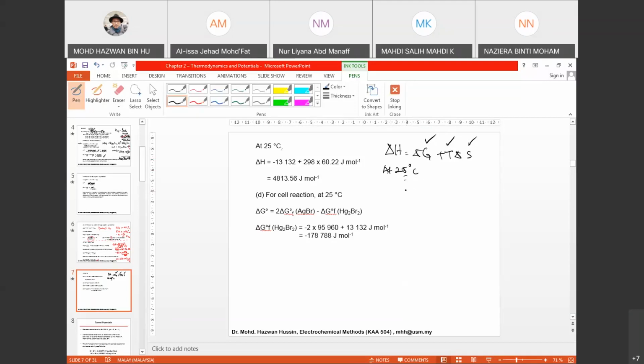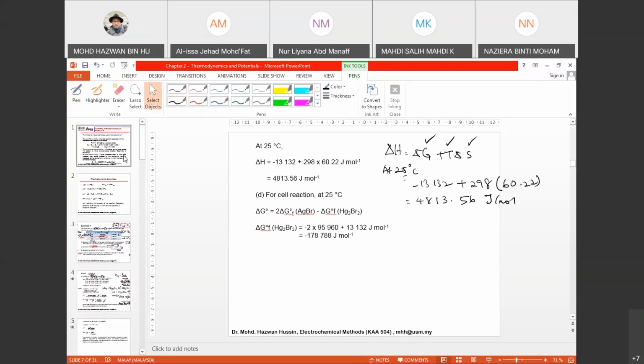Then the value that you put over here is 13,132, plus the temperature in Kelvin, 298, multiplied by delta S, 60.22. If you calculate this all together, you will get 4813.56 joule per mole. Okay, this is very straightforward.